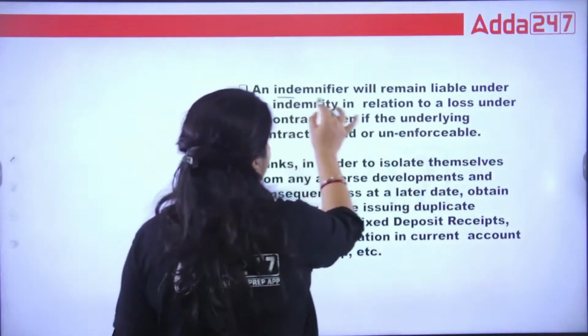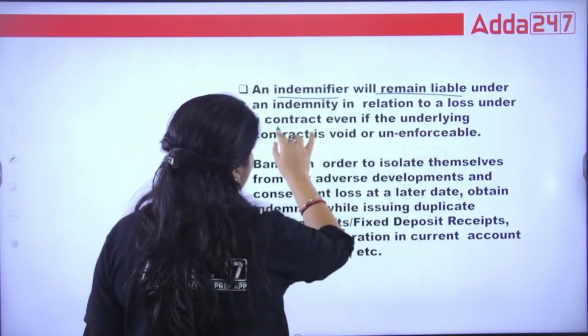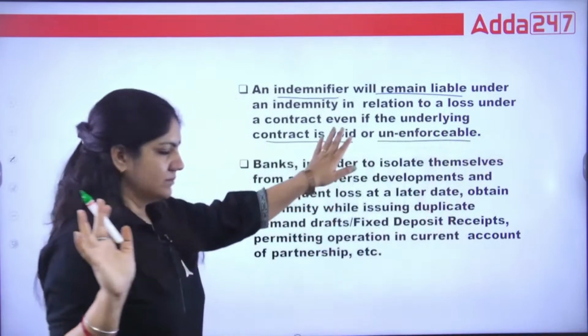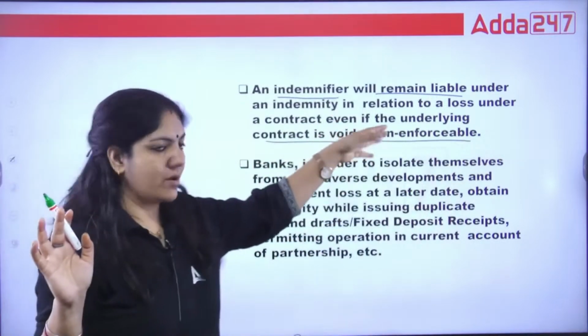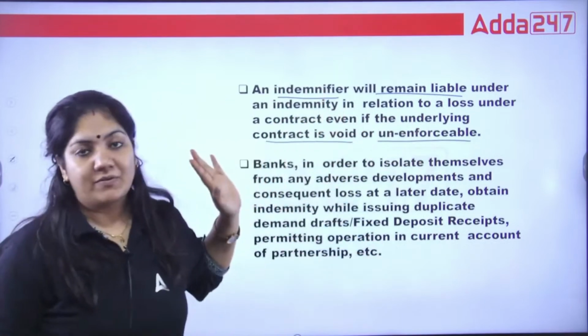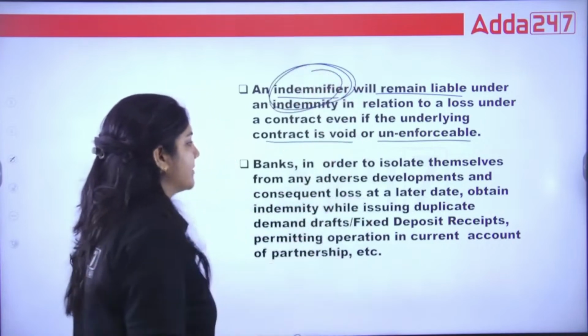The indemnifier will remain liable under indemnity in relation to the loss under the contract even if the underlying contract is void and unenforceable. Even if the contract is void or not enforceable in front of the court, the indemnifier will still be liable because he has promised. He is the promisor.